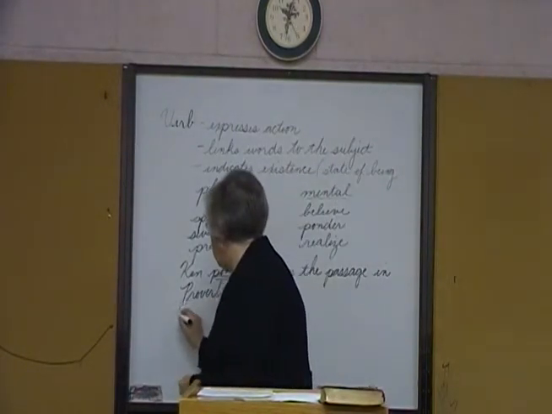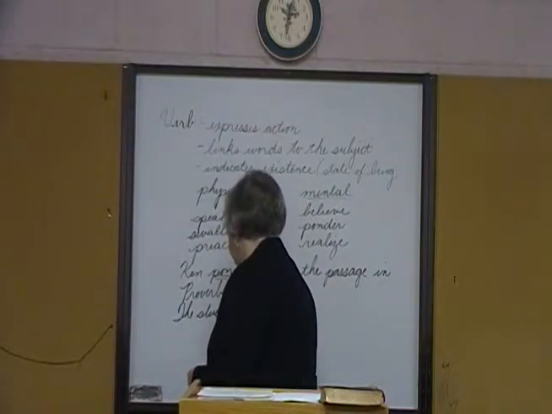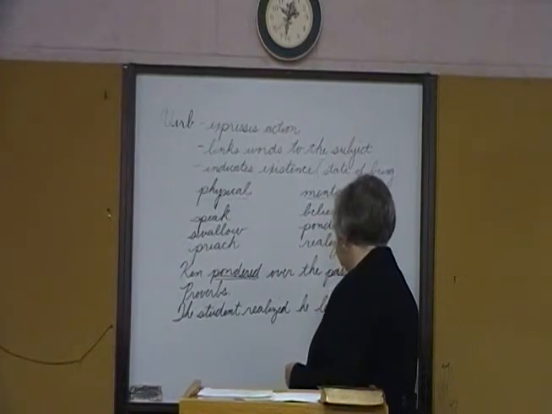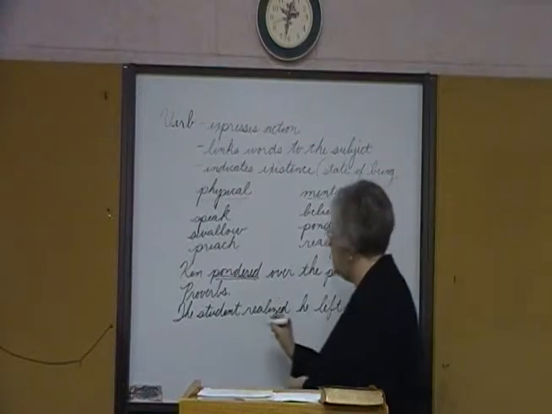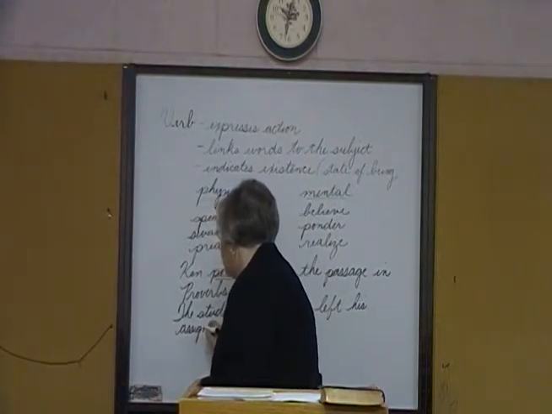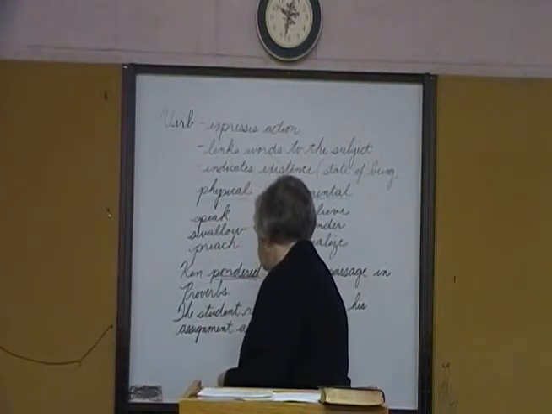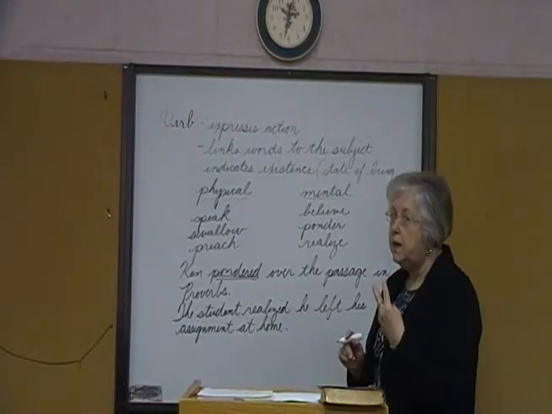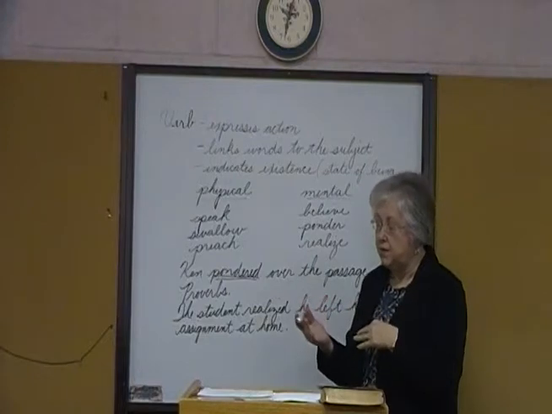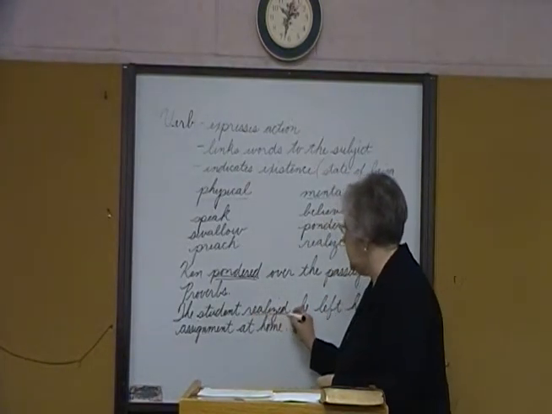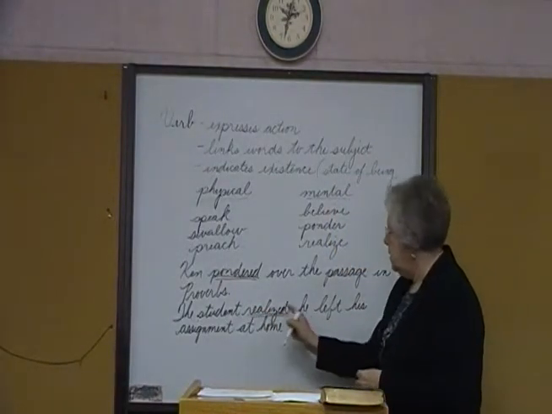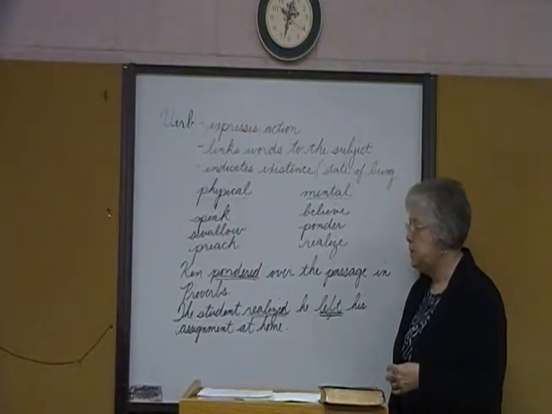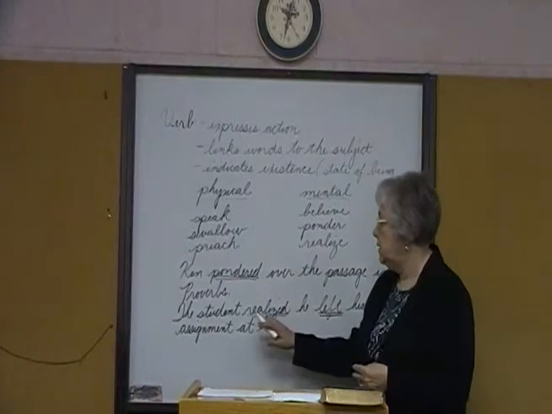And one more. The student realized he left his assignment at home. Now, in this sentence, actually we have two verbs. We have action verbs. One is a mental action and one is a physical action. Well, let's look at the mental one. He realized. All right, the student realized. The next verb is left. And left is an action verb as well, and it's a physical action. He left his assignment at home. So in this particular sentence, we have two action verbs, one being physical and one being mental.